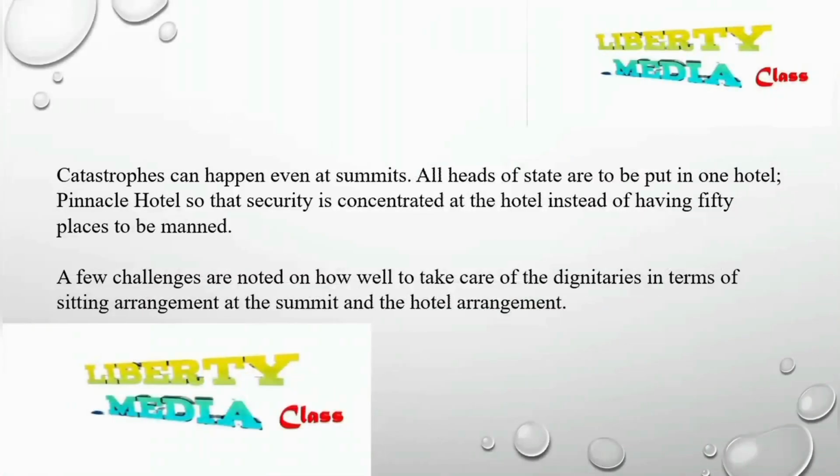Catastrophes can happen even at summits. All heads of state are to be put in one hotel, Pinnacle Hotel, so that security is concentrated at the hotel instead of having 50 places to be manned. A few challenges are noted on how well to take care of the dignitaries in terms of seating arrangement at the summit and the hotel arrangement.